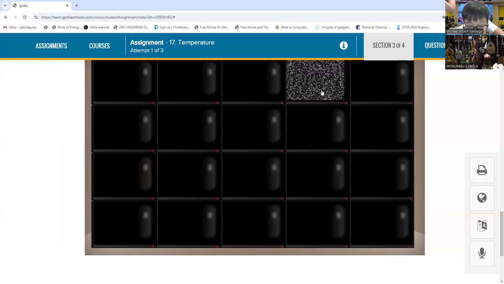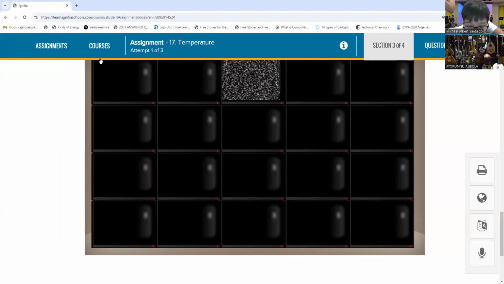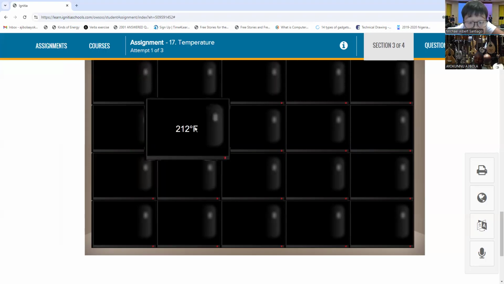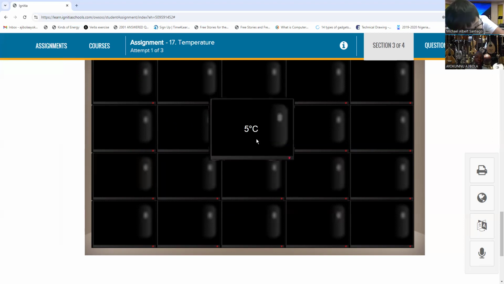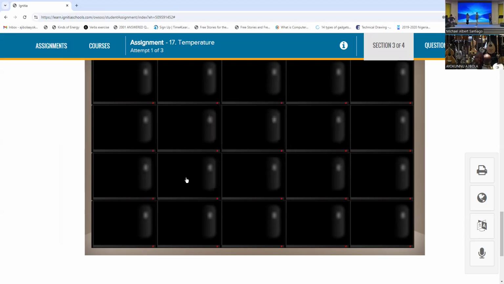So you will need to concentrate, and if you need to write anything down, do so. So let's check the first one. This is 212 Fahrenheit, okay? Let's check this one, 98.6 Fahrenheit. Let's check this one, this is 5 degrees Celsius, okay? And this is 40 degrees Celsius.